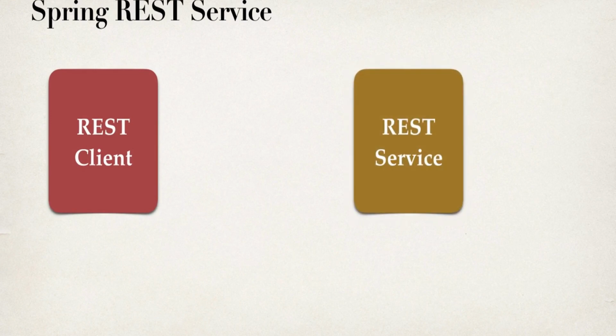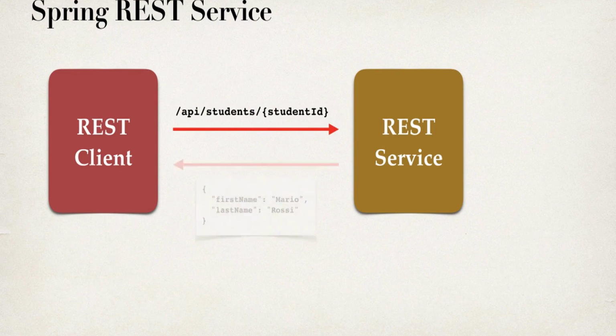Now let's look at this as far as the big picture. So we'll have our REST client, and then over on the far right, we'll have our REST service. So we'll make a call to /api/students/{studentId} in curly braces. And again, that's our path variable. So then it'll return back that given student. Here, we're just making up an example. It'll return back Mario Rossi.